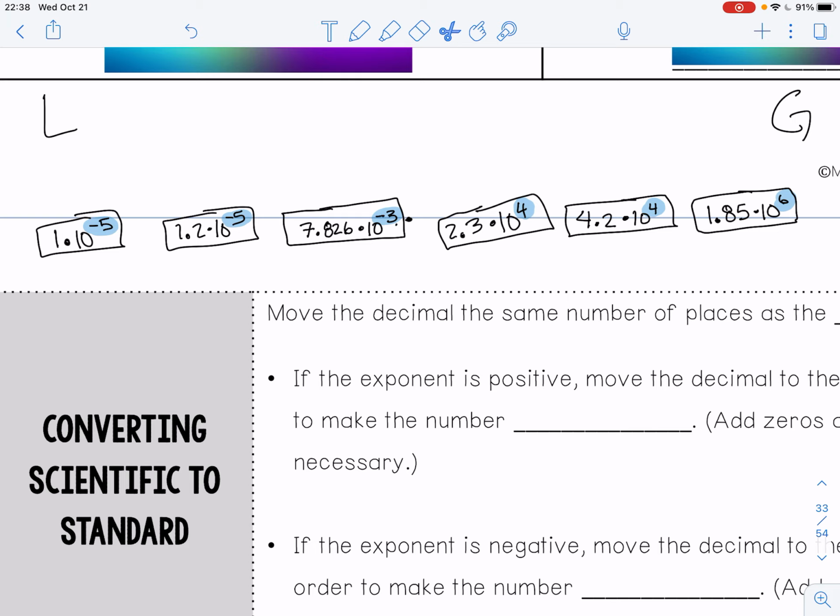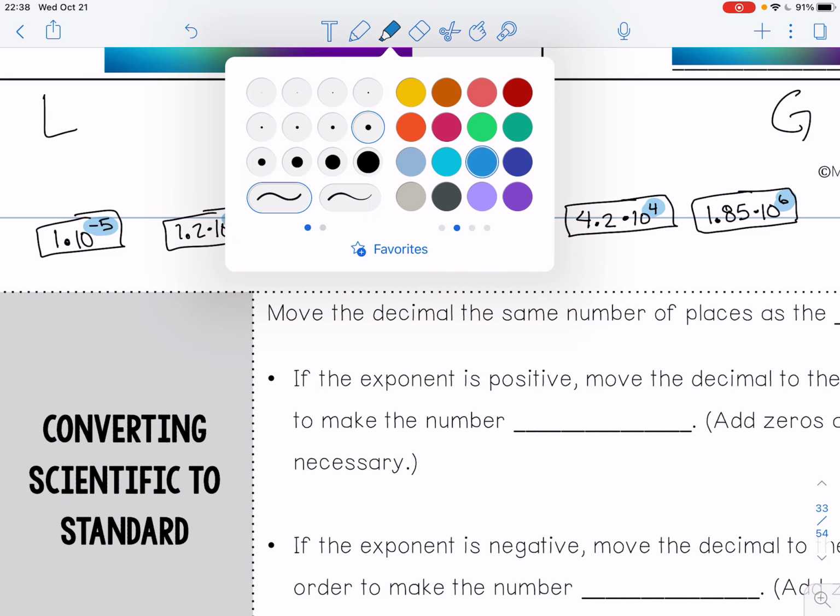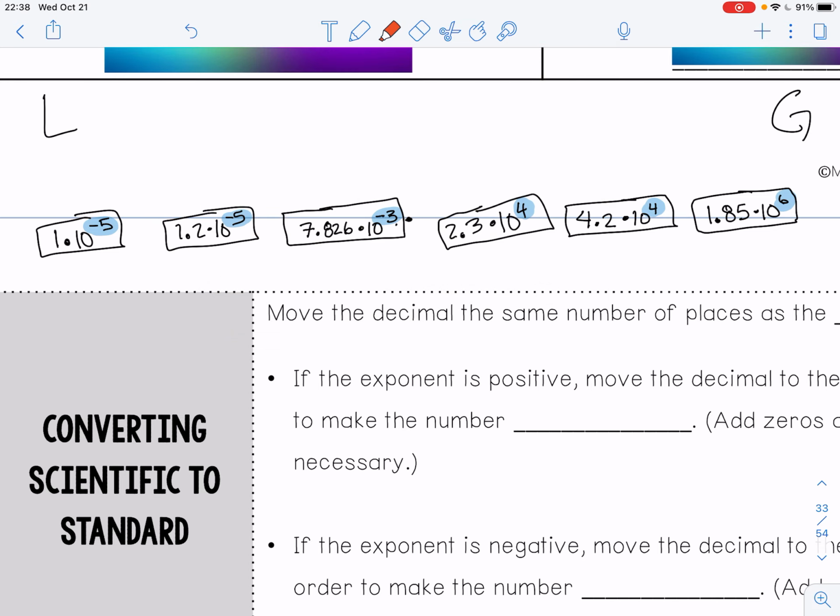So I'm on a good start here, but now I've got to decide about the ones that have the same exponent. When they have the same exponent, then you have to do a little more digging. You need to look at the mantissa too. So we've got two of them that have the same exponent.